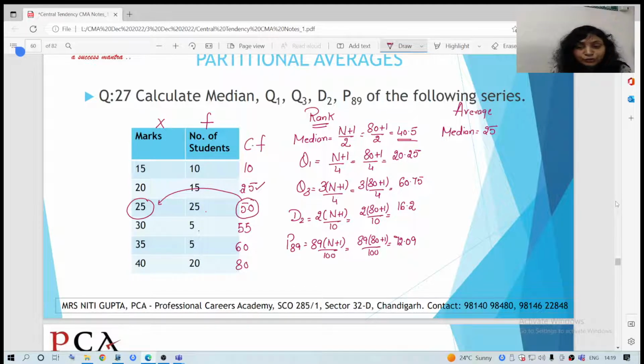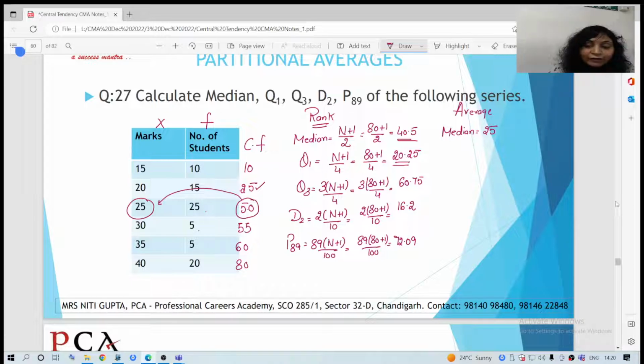Now let's move to Q1. The rank of Q1 is 20.25. So in which cumulative frequency does it lie? 10 is smaller, 25 is bigger. So the CF which is greater than your rank, that is the CF. The preceding one is smallest and that one is greatest. So the CF which is greater than your rank value, that is the CF in which your rank lies.